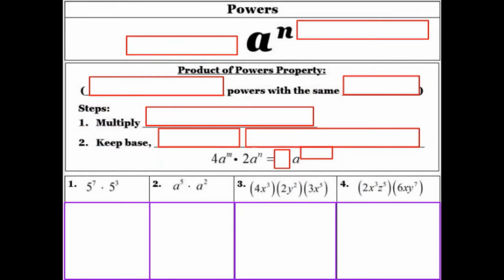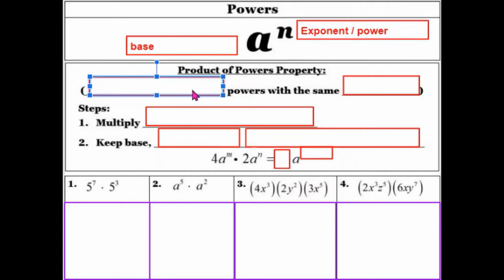So this unit is about exponents, also known as powers. When we have a number with a power, a little vocabulary: the number with the power, or the exponent, is called the base. So in this case, a is the base and n is the exponent, or we can call it a power. Today I'll be talking about the product of powers property.